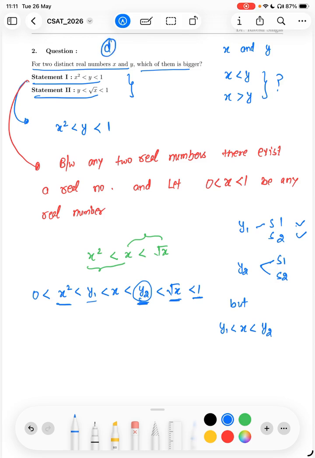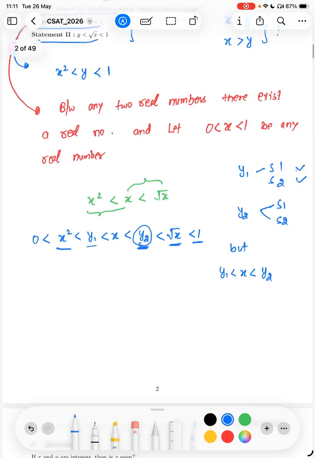Is it clear? Like, what are we doing here? We are saying that if we have some number y which is greater than x square and less than root x, can we guarantee that that number y will be greater than x? No, we cannot guarantee because y1 is there. Can we guarantee that that number will be less than x? Again, no, because you have a number y2 which is also satisfying both the statements. So in that manner, the answer to question number 2 will be option D.